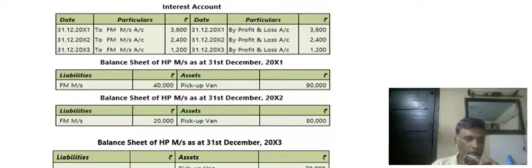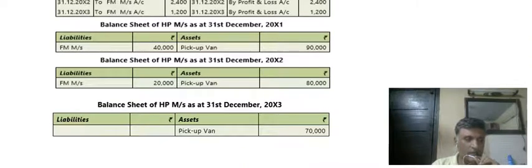Right? Now, as regards the balance sheet for 3 years, look at the asset account. First year balance was 90, second year balance was 80, and third year balance was 70,000. How? First year was actually 1 lakh cash price. We wrote off depreciation 10,000, which means balance is 90. Another 10,000 for second year 80, and third year is 70. So this is from the asset perspective, 90, 80, and 70.